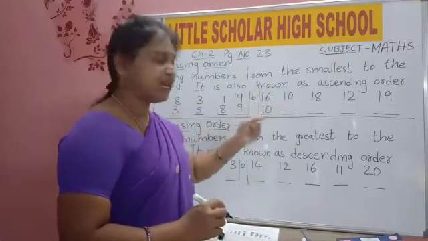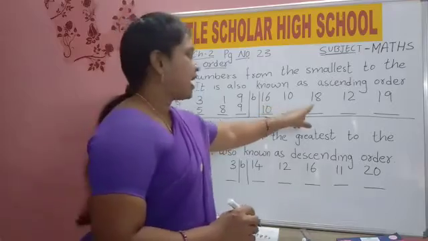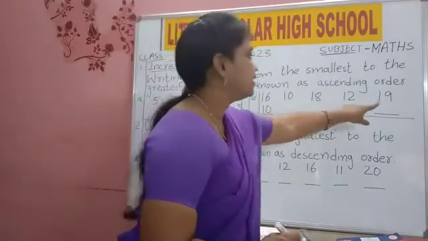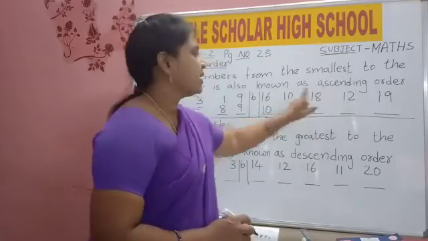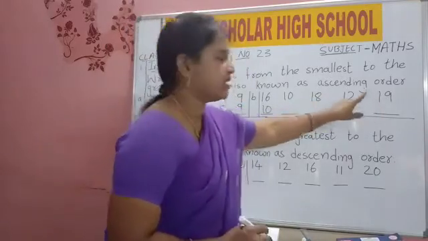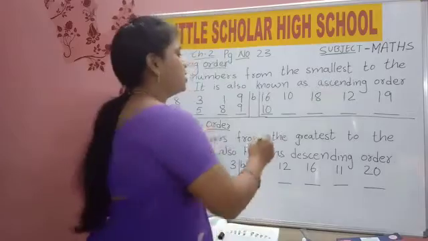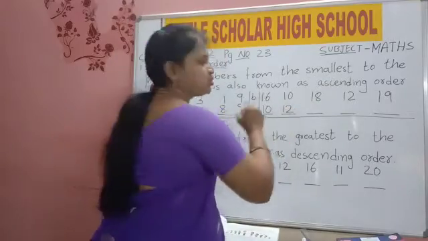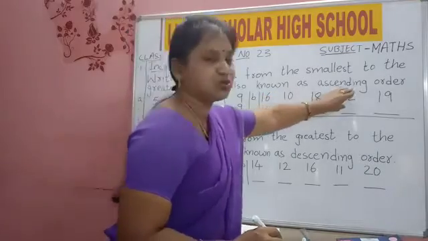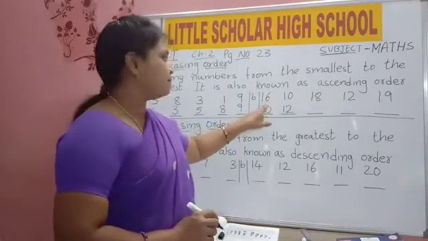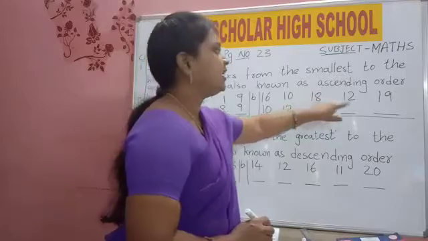We will read remaining numbers: 16, 18, 12, 19. Now which is the small, 16 or 12? 18 or 19? Yes, 12 is the next small number. So after 10 we will write 12, the next small number. We completed 10, we completed 12. Now we will read the remaining numbers: 16, 18, 19.